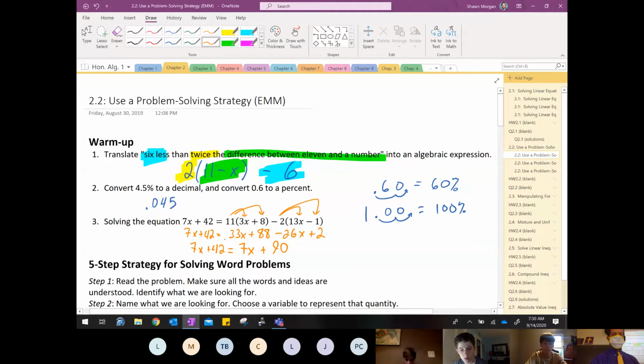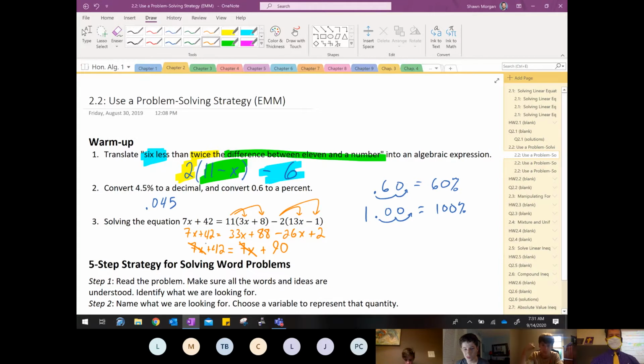Now, I've run out of room, but George, you might kind of read the writing on the wall here. What would my next step be? Subtract 7x. All right, so we're going to subtract 7x from both sides. And you got 42 equals 90. Now, how do you feel about that? Does 42 equal 90? No, it does not.